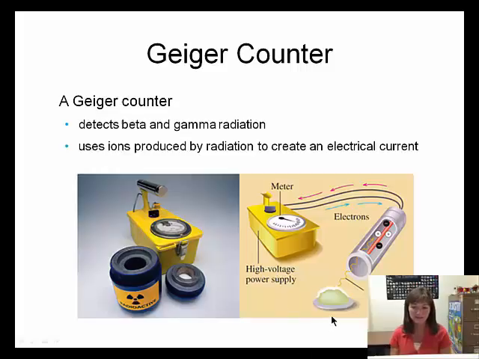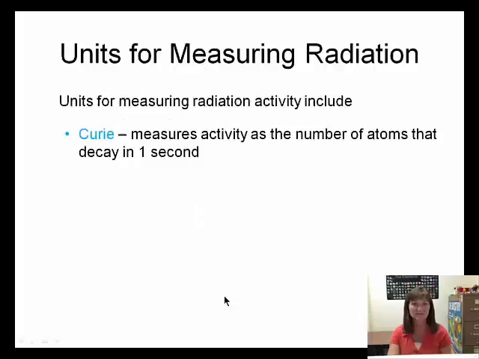So here is our radioactive source in this picture, and it's giving off a particular radiation. Inside of our detector, the radiation is causing ions to form. Those ions are causing an electric current, which the Geiger counter can then interpret for us as to how much radiation is being given off.